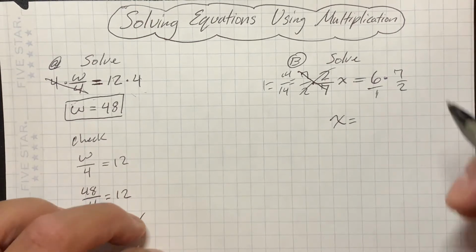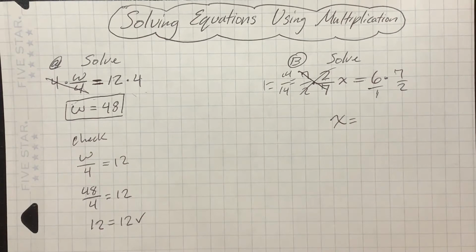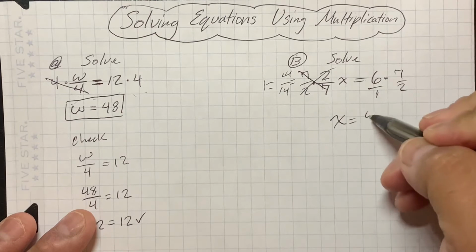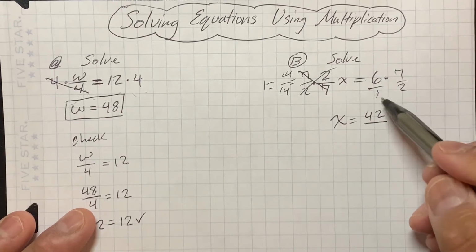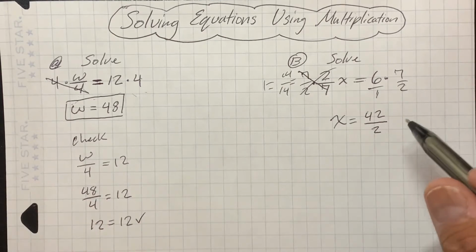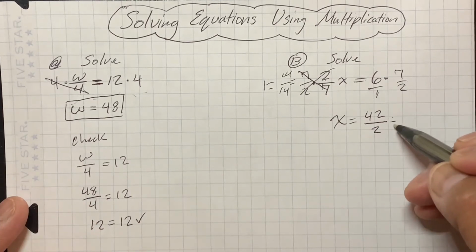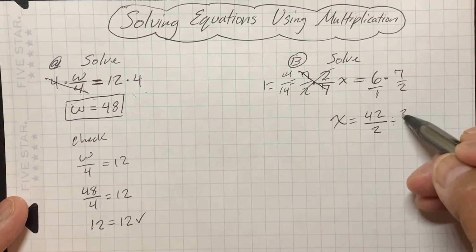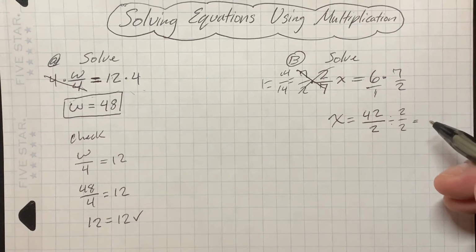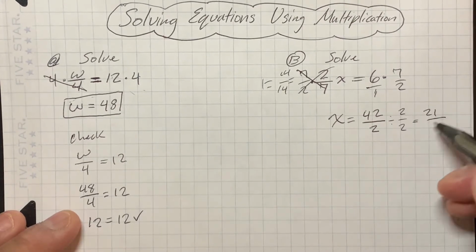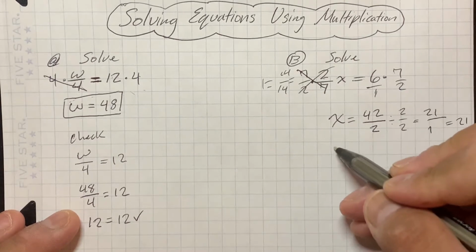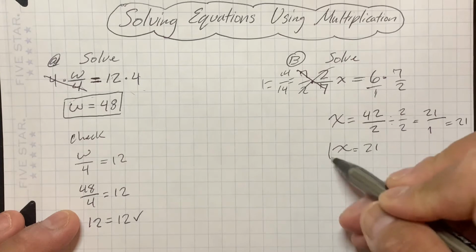And what we're going to do next is go ahead and multiply. 6 times 7 equals 42. And then 1 times 2 equals 2. So again, you can reduce that if you want to, or you could just divide. But we're going to divide it by 2. And half of 42 is going to be 21. 2 can go into 2 once, and 21 over 1 is just going to be the whole number 21. So we're saying that x equals 21.